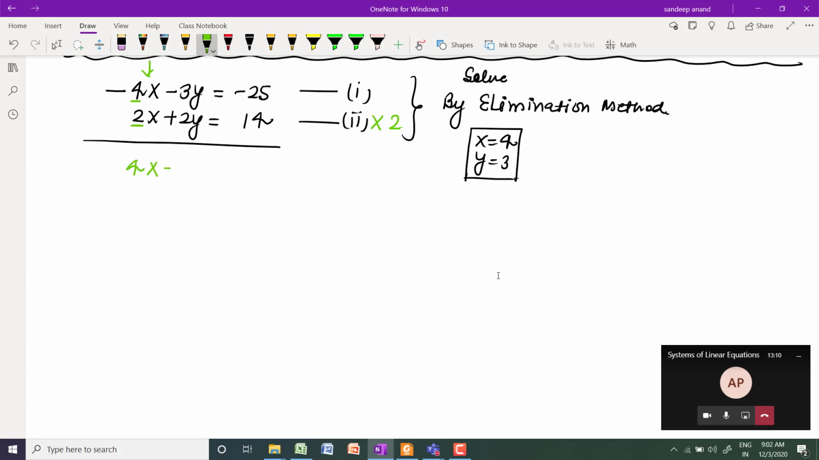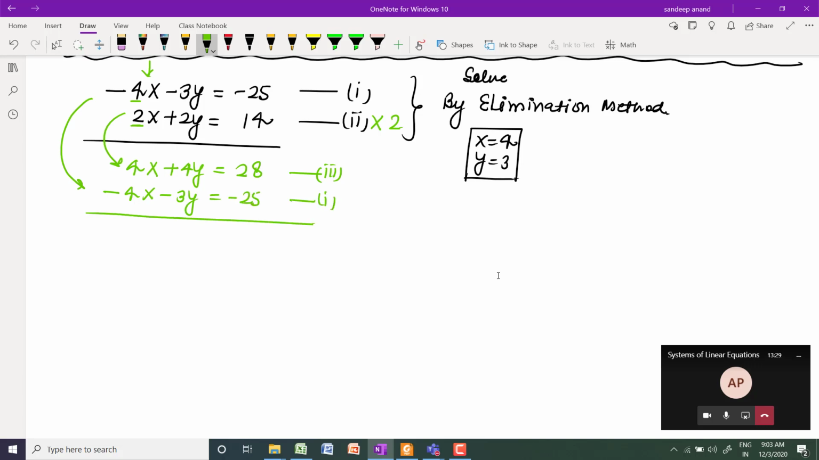So if I multiply equation number 2 by 2, you will get 4x plus 4y is equal to 28. This is equation number 3. And I write the first equation as it is, which is minus 4x minus 3y is equal to minus 25. This is equation number 1. Now simple addition: the x terms cancel and the y value remains, 4y minus 3y, so y is equal to 3.